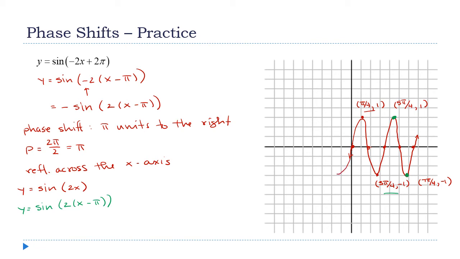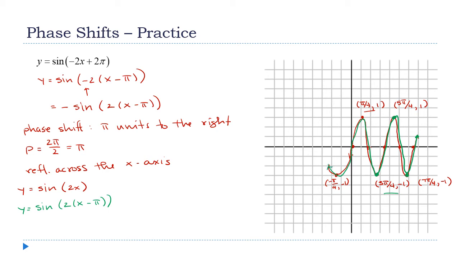The next minimum is here at negative pi over 4, comma negative 1. And if I shift that pi units to the right, where do I end up? Well, it's going to be here, 3 pi over 4. Well, that's interesting, but I'll take it. This green graph is actually the same as the red graph, right?